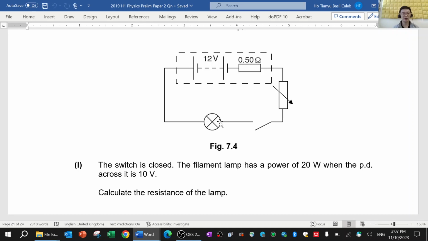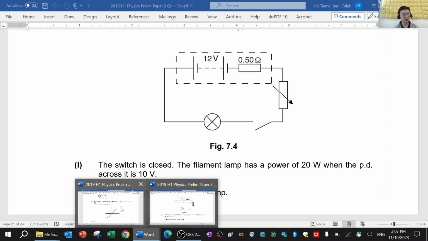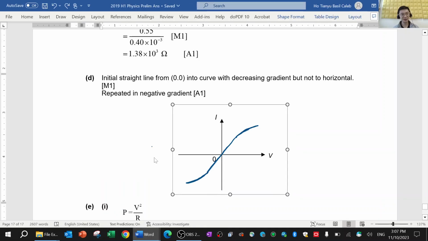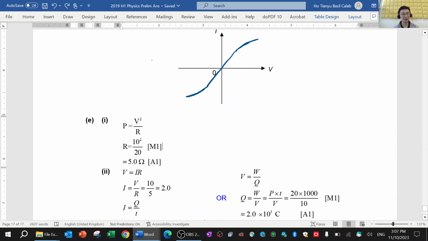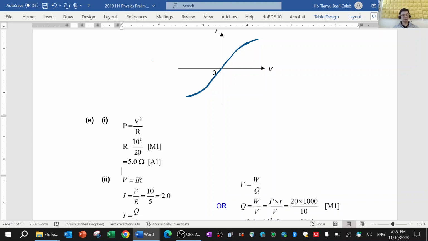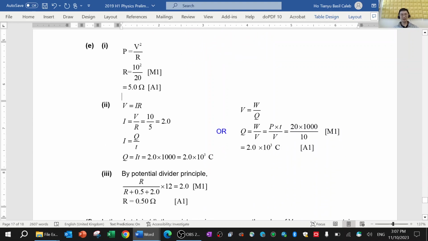All right, anyway, part E. They ask you to calculate the resistance of the lamp when the power across it is 20 watts. So if you look at the question here, it's 20 watts across this lamp, and the PD across it is V. So this question is kind of like a giveaway because power is P, V is given. How do you find R? There's only one equation that jumps to my mind, P equals V squared over R. So very nice, this question.